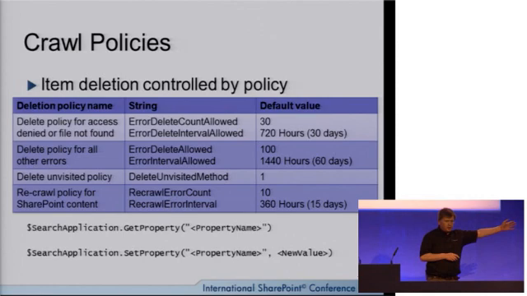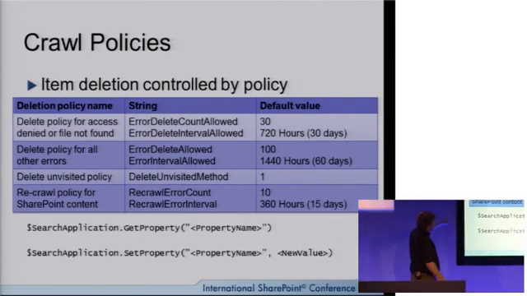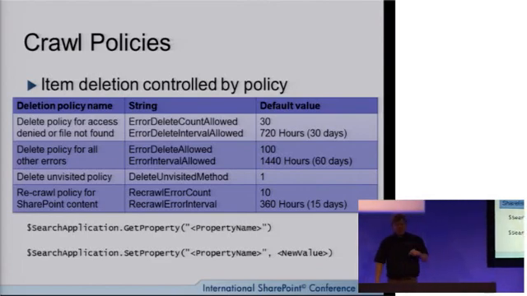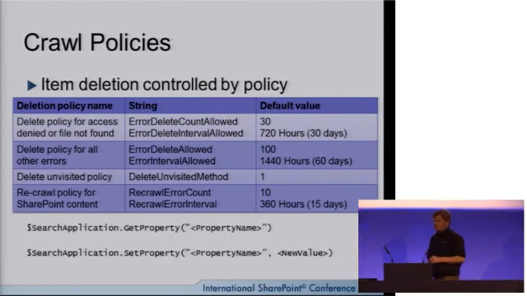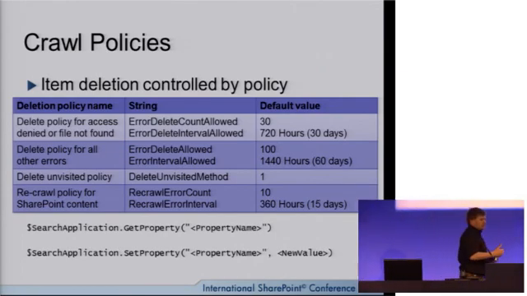That might be too long for some people. You might deliberately want that data out of the search index, in which case you'd reduce those values. The other one, the delete unvisited, controls, well, how do I behave if I access content? Let's say, for example, if it's SharePoint content, the delete unvisited method of 1 literally means don't delete anything now.